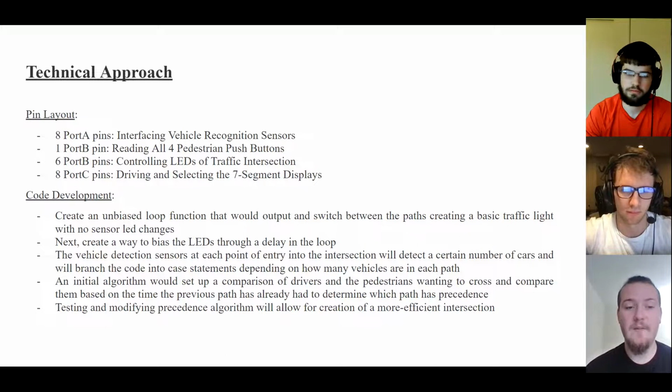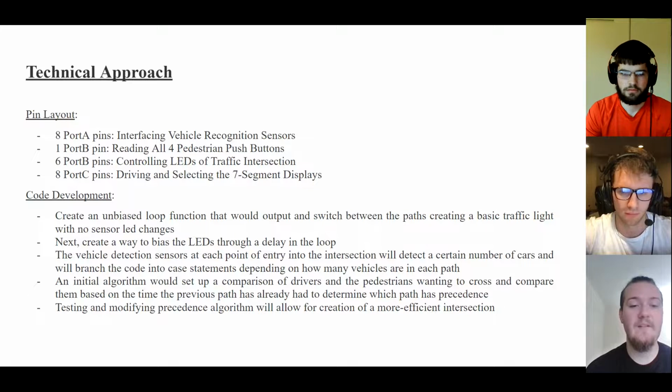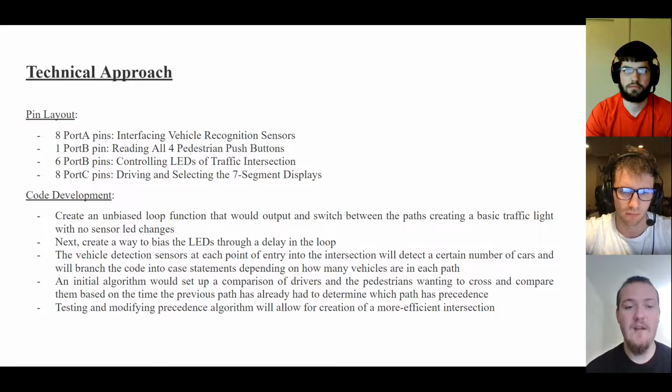For the code development, we plan to first create an unbiased loop function that will be able to output and switch between path 1 and path 2, which is creating a basic traffic light with no sensors to change the LEDs. This is what you would see at a normal intersection.